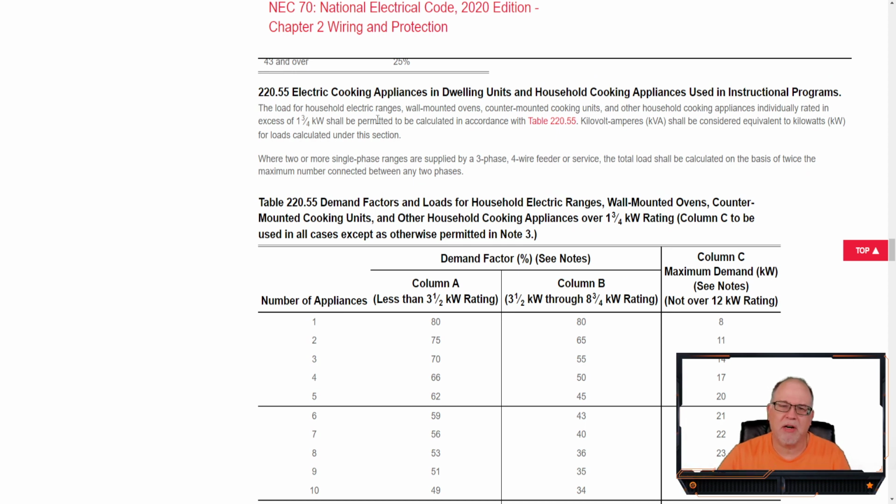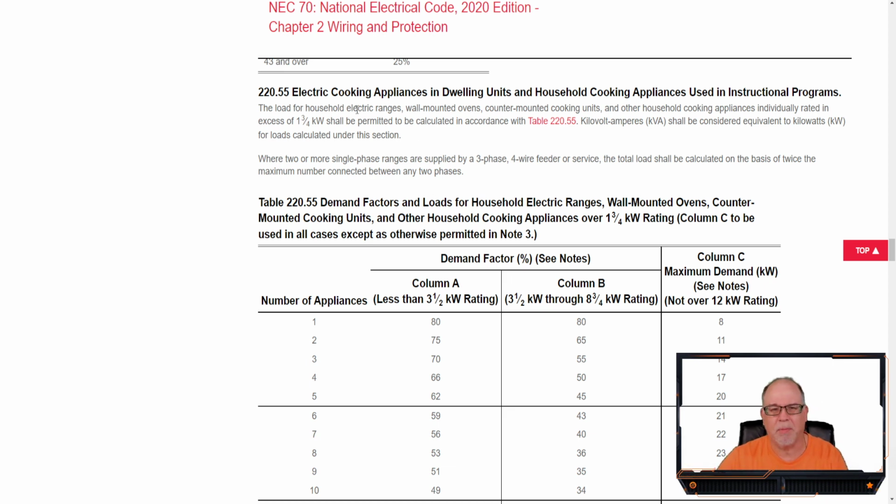The load for household electric ranges, wall-mounted ovens, counter-mounted cooking units, and other household cooking appliances individually rated in excess of 1 3/4 kW, meaning that any of them that are 1 3/4 or less, you still would add that load. Okay, and that was where we saw in 220.14(A), and you still have to account for that specific load, right? And then typically it's going to be whatever the kW value is of that load. However, you're permitted when it is over 1 3/4 to apply the demands that are in Table 220.55. Okay, so remember that. But in our case, all of ours were over 1 3/4.